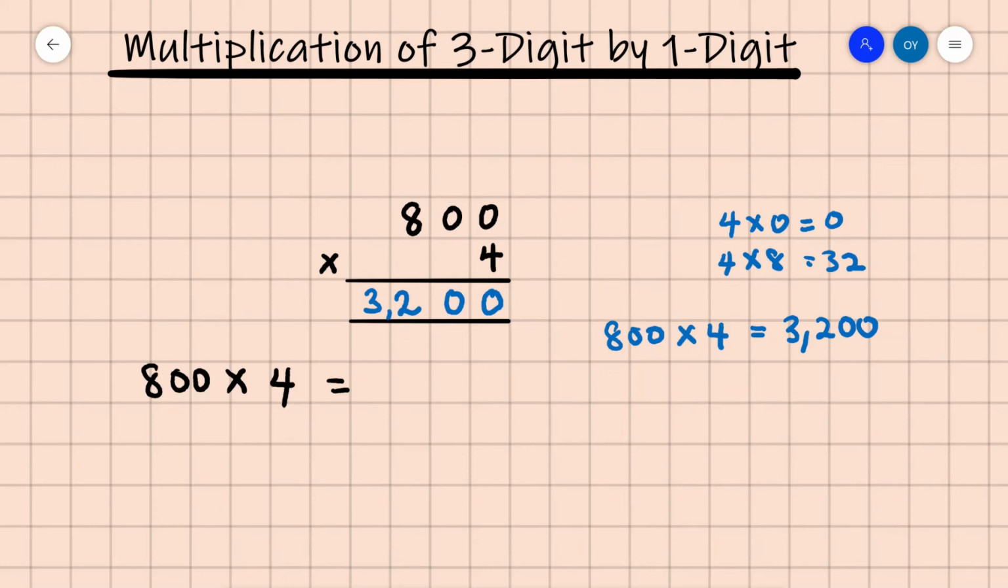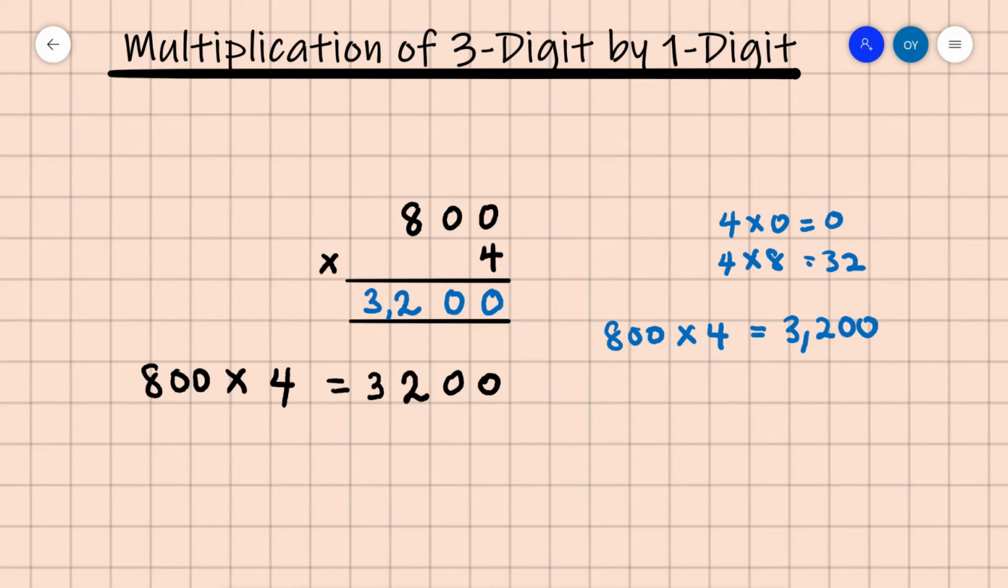So here we have 800 multiplied by 4. Because the number 800 has 2 zeros, we put the 2 zeros down. Then we multiply 8 by 4. And 8 multiplied by 4 is 32. So 800 multiplied by 4 is 3,200.